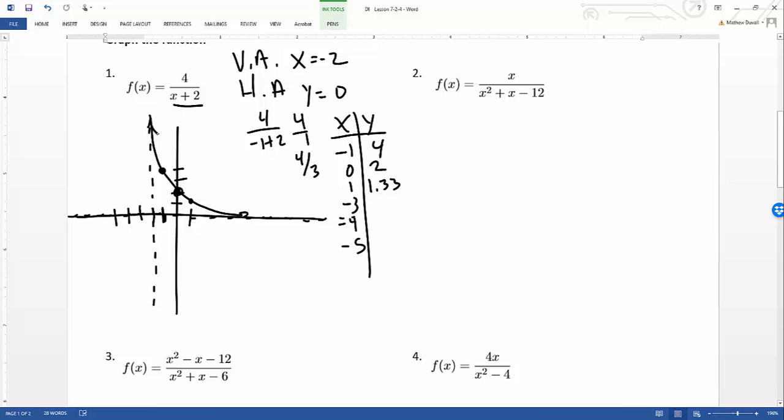If I plugged in -3, that's -4. If I plugged in -4, that's -2. And if I plugged in -5, that's -1/3. And then again, it wants to hug the asymptotes.